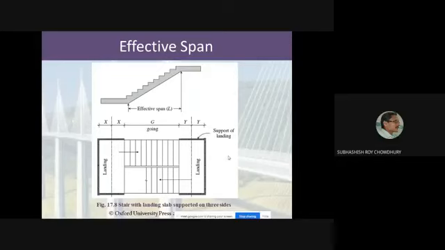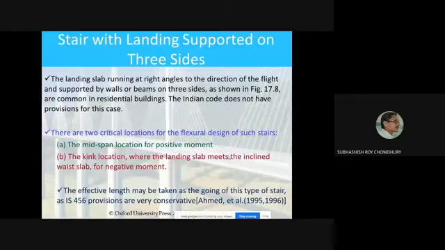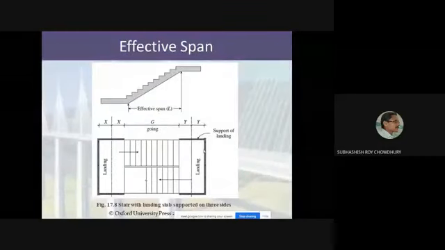That has been given in some reference, Ahmed et al. That has a specific reference that we may consider. But the effective span, if you consider this one and this one, will be the conservative one. There may be walls here, or there may not be, but if you consider there is a wall and you are not considering it, that means you are following the guideline given in IS 456. So that will be the conservative one. Otherwise, if the landing is supported here, obviously you will get the advantage of that support. That means a lesser amount of depth will be required in that case.